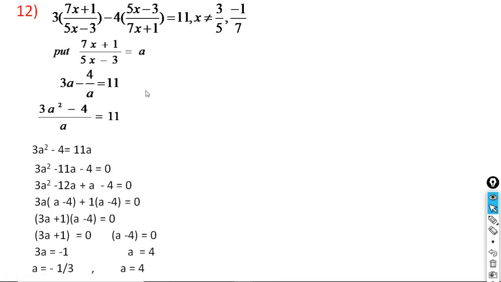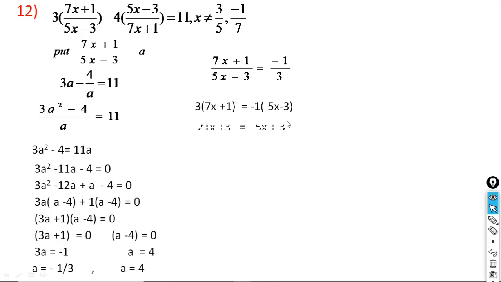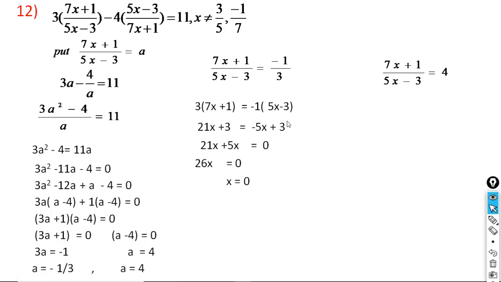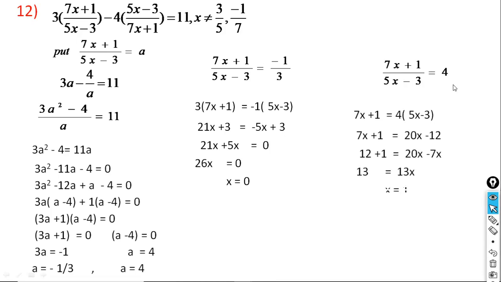So in the next step, we'll substitute a = -1/3 in the first case. After solving by cross multiplication, you can find the value of x comes to be 0. In the second case, you substitute (7x + 1)/(5x - 3) equals 4. By simplifying this, you will get the value of x as 1.